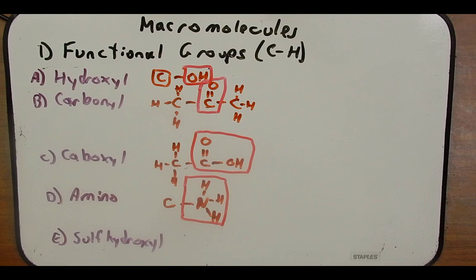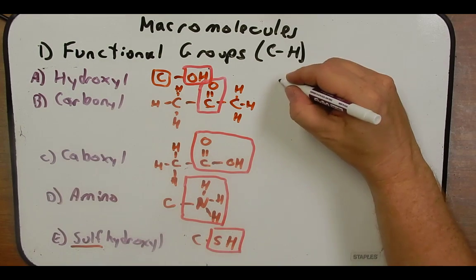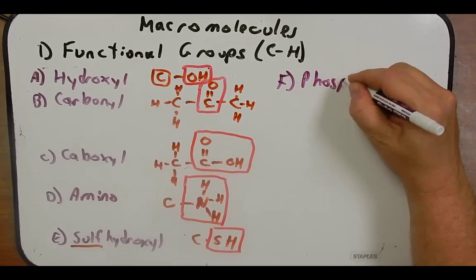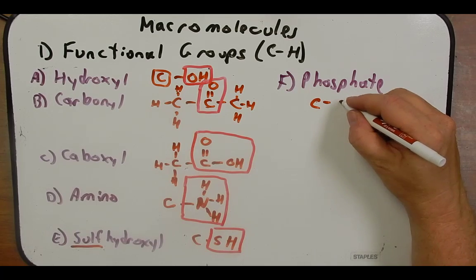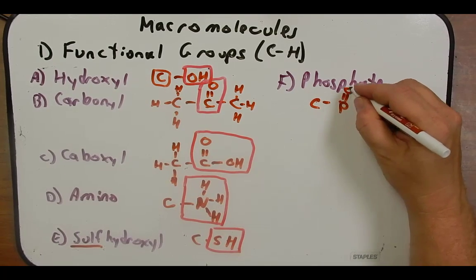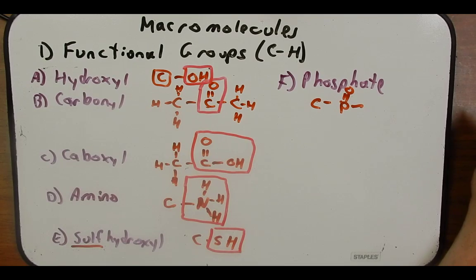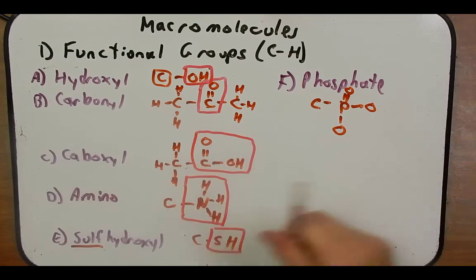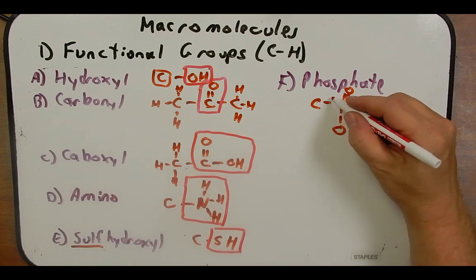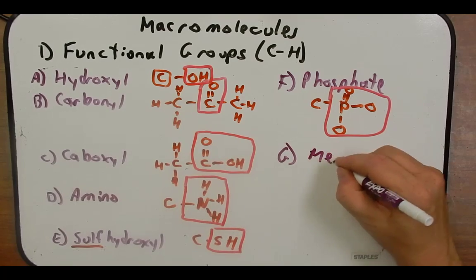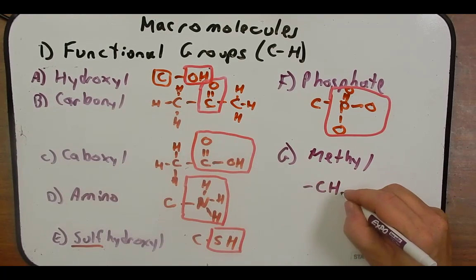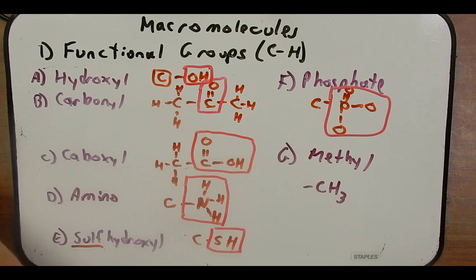And as the name implies, it's going to have a sulfur group on it. So it is defined by this SH. The next one, phosphate. And it's going to be defined by having this phosphorus group on it, like so. So it is defined by having a phosphorus on it. And then the last one here is methyl, and it will look like such. A carbon with 3 hydrogen atoms on it.